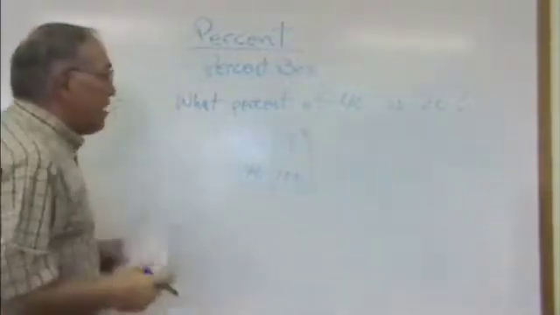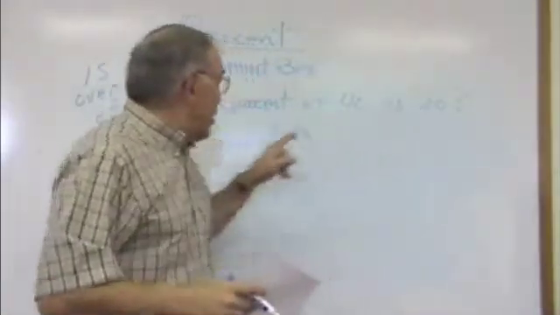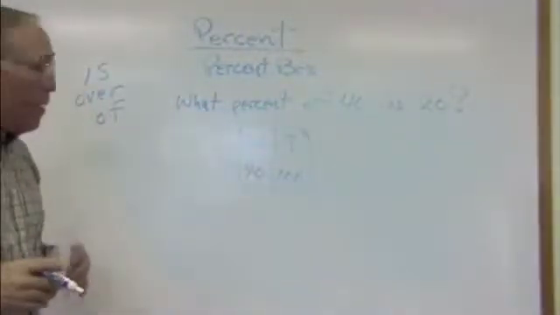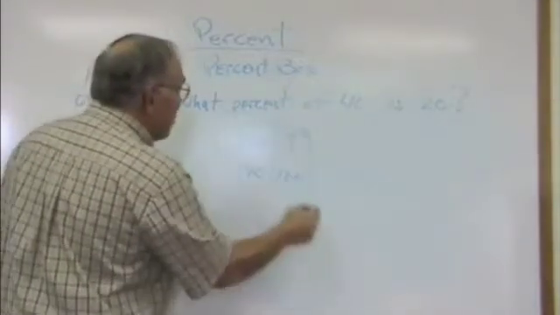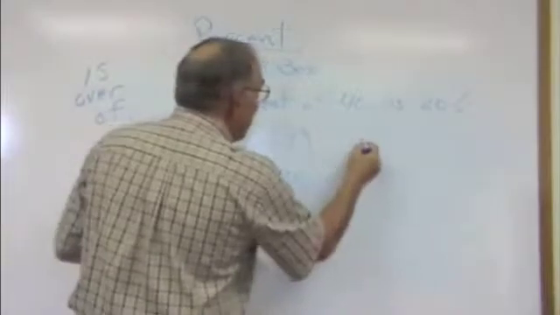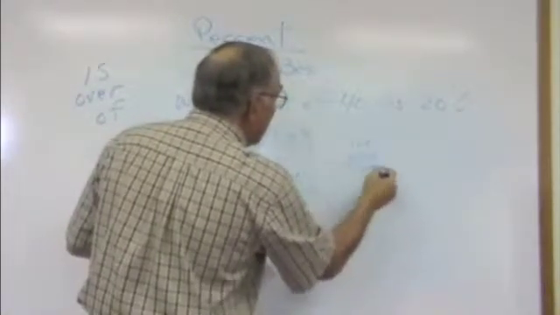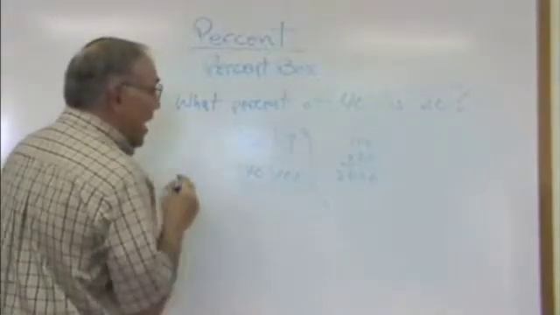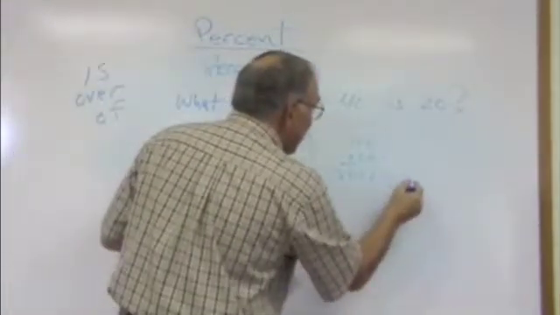Okay. It's is over of. The is number goes on top. The of number goes on the bottom. So now I've got my percent box figured out, filled in correctly. These two numbers are lined up corner to corner now. So I've got to do 20 times 100. I get 2,000 divided by the odd number, divided by 40.